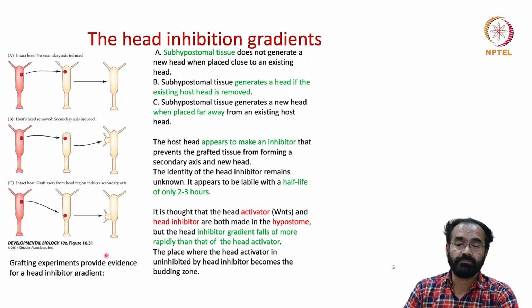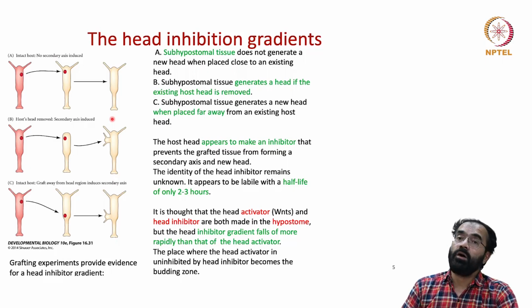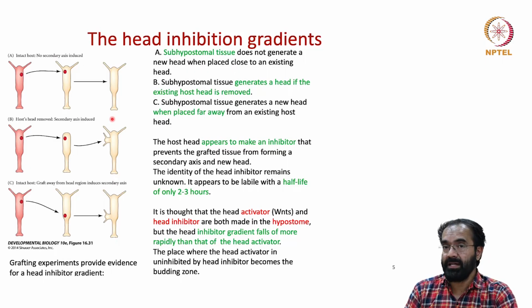Now if you look into the head inhibition gradient, we already saw that the head has the ability to form a new head. So what you can do is take a small piece near the head region from a donor hydra and transplant it into the head region of another hydra. Earlier we saw if you put it towards the belly region, you will get a new head being formed. But here, if you put it near the head region, you don't see a head being formed. Nothing happens.